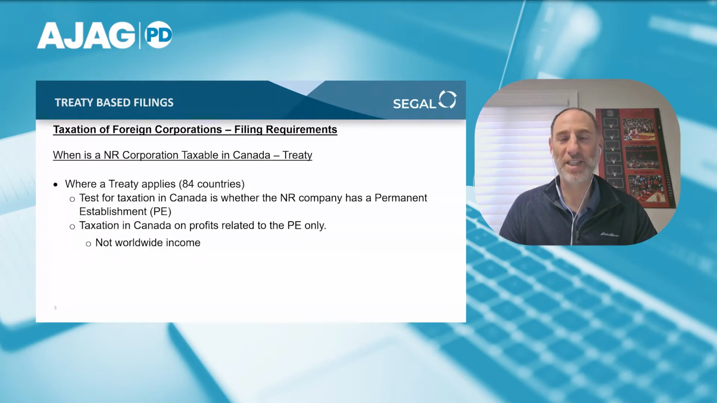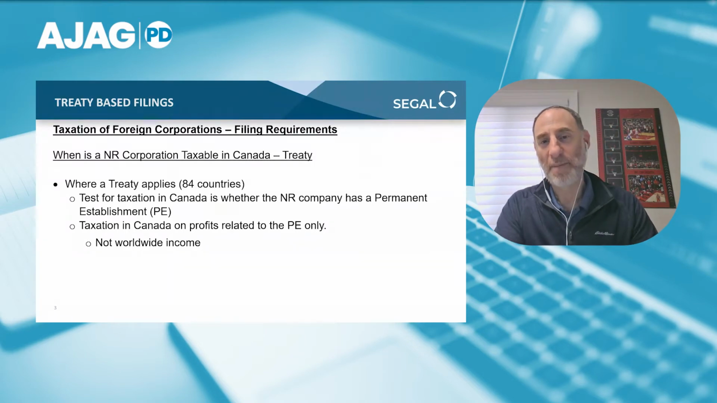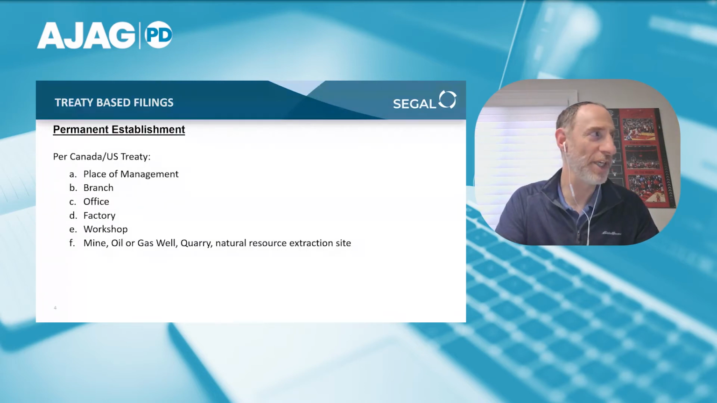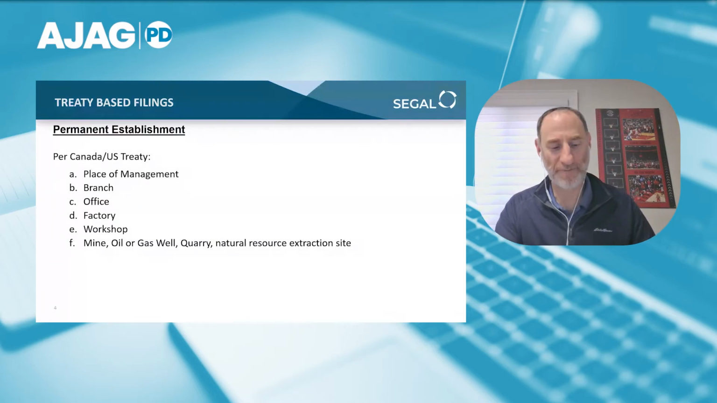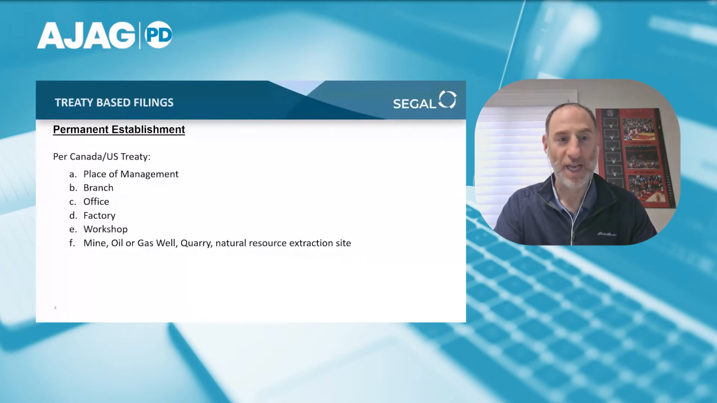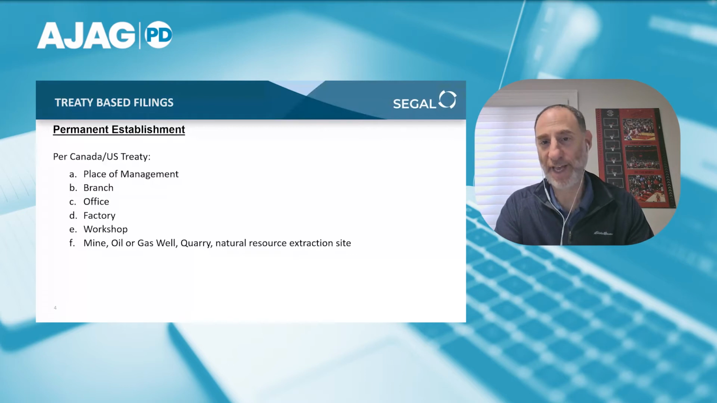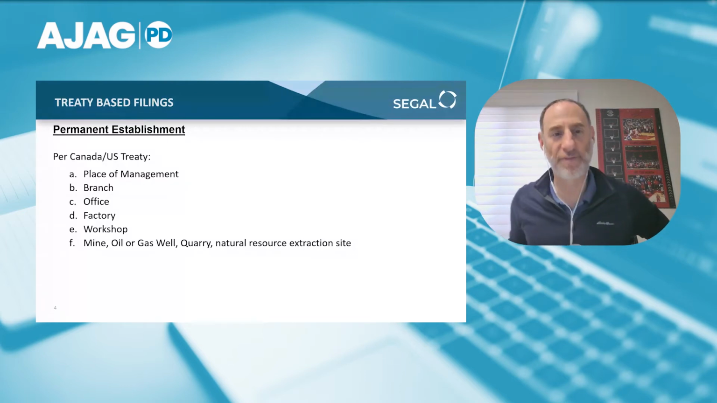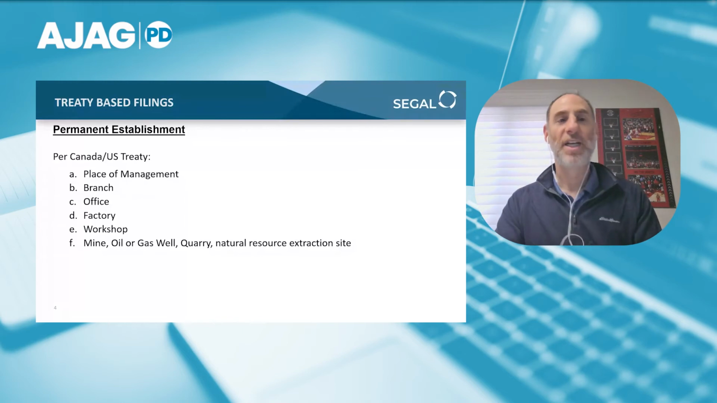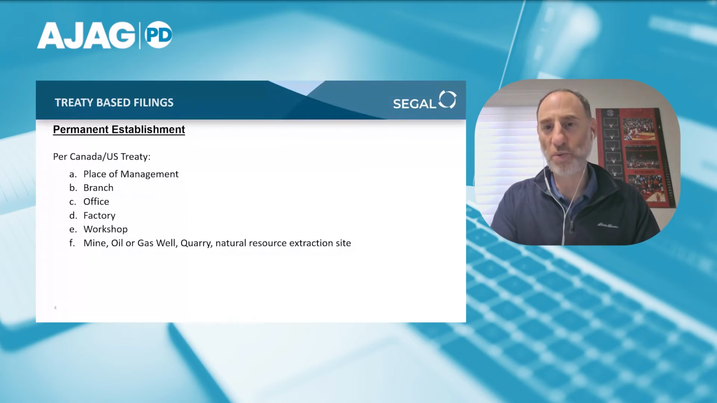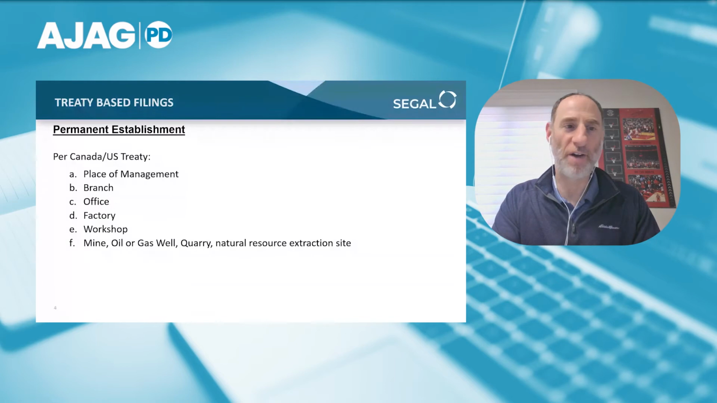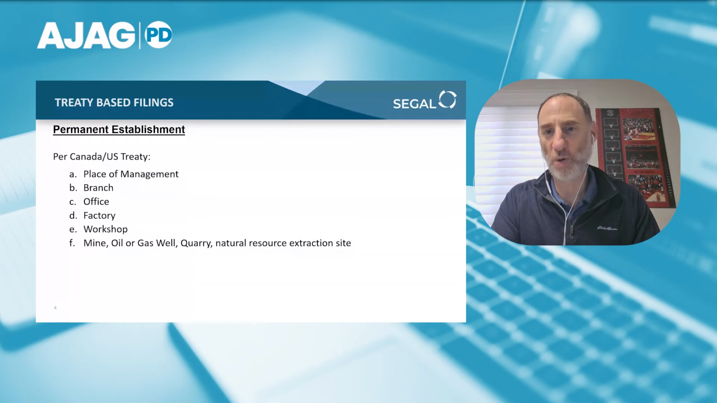So what is this permanent establishment? As per the Canada-US Treaty, it includes a place of management, a branch, an office, a factory, a workshop, and then basically mining and other kinds of activity. So the way that I like to, big picture, start off to define a permanent establishment is, can you knock on a door and the name of the company is above that door?